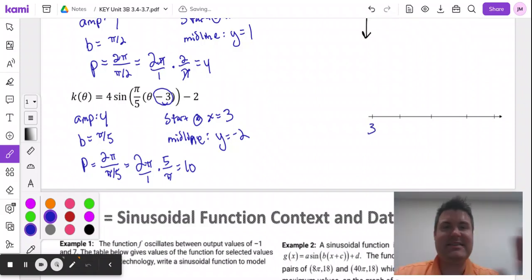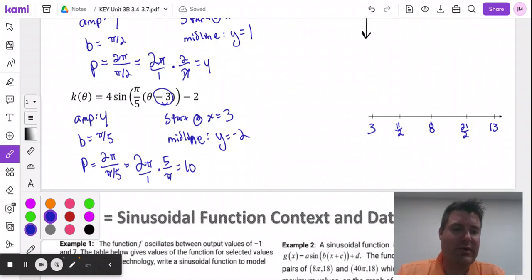I'm ending not at 10. I'm adding 10 later because my period is 10. So my last number here is going to be at 13. Okay, add those together, divide by 2. You're going to get 8. And here, add those together, divide by 2. I'm going to get 11 halves, or 5.5, same thing. Add these two together, divide by 2. It's 10.5 or 21 halves.